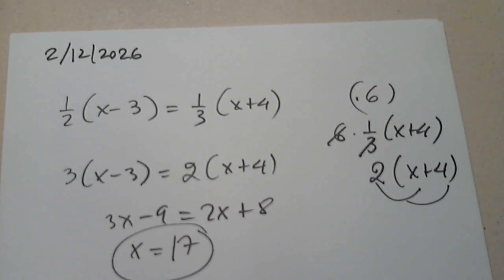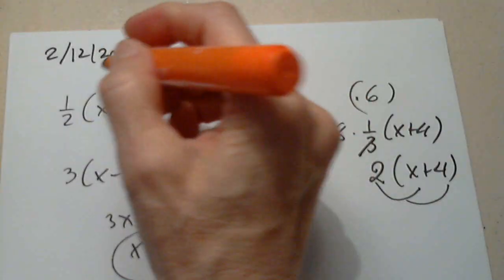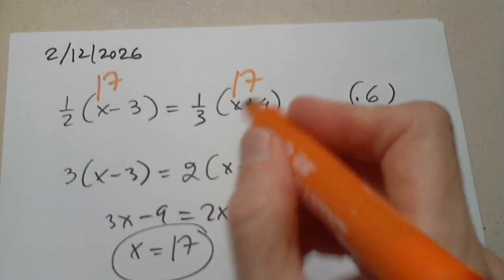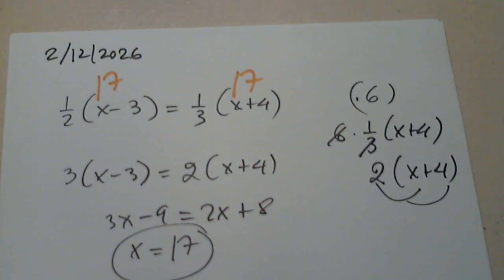Don't just say, oh, x equals 17, I move on to the next problem. No, because it only takes less than half a minute, few seconds to put 17 in here. And if the left-hand side does not equal the right-hand side, 17 is wrong. And you don't miss 4 or 5 points.